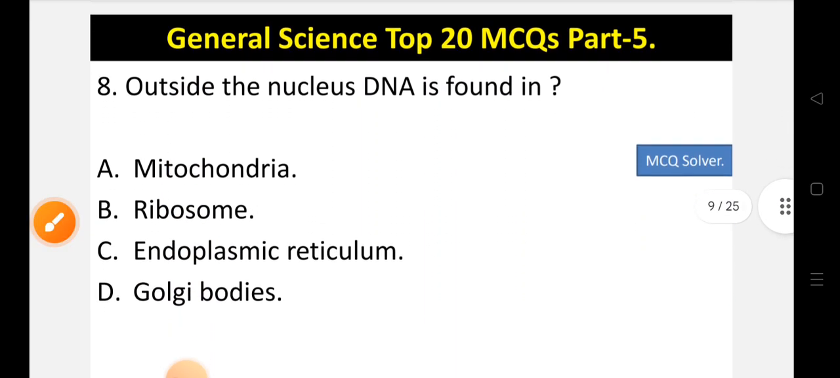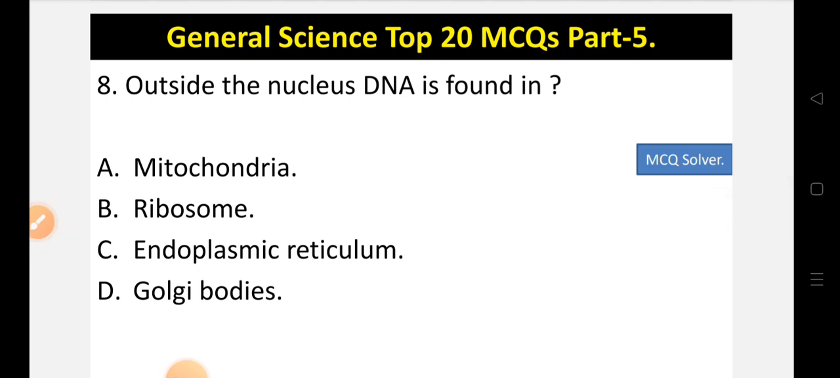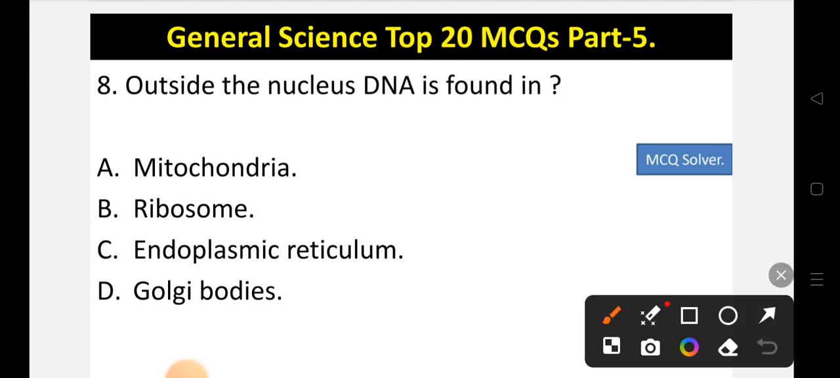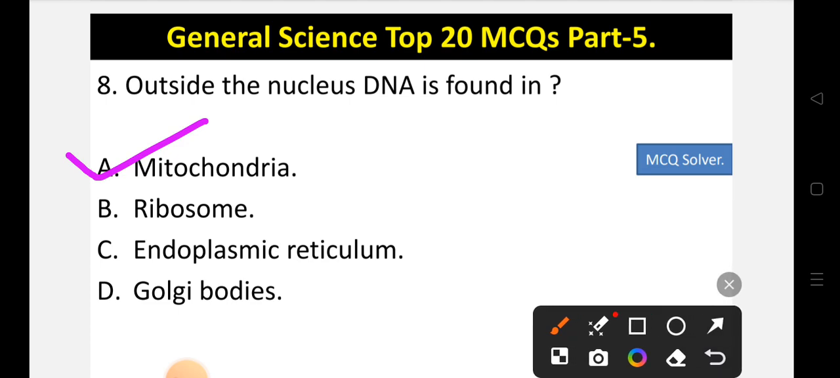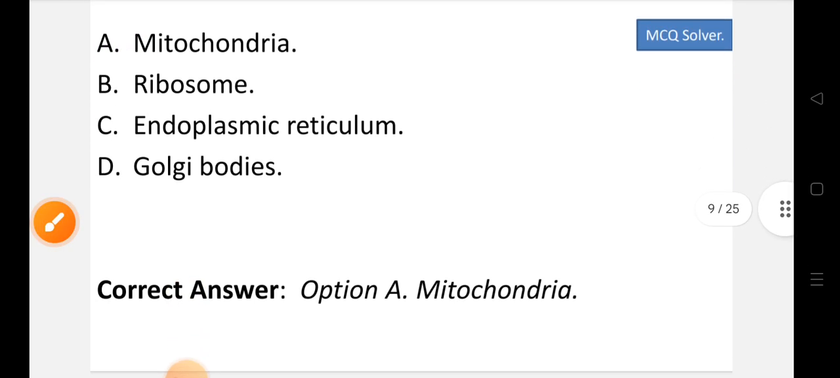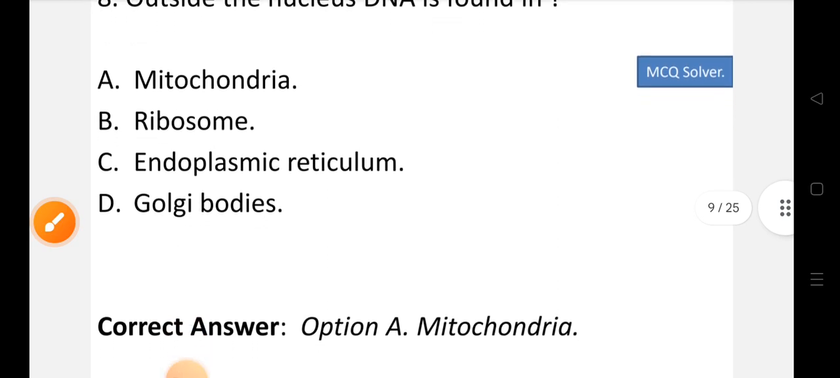Now let's move to question number 8. Outside the nucleus, DNA is found in. The correct option is option A, that is mitochondria. So in mitochondria, DNA is present, and we also know that mitochondria is the powerhouse of the cell. So A is the correct option.